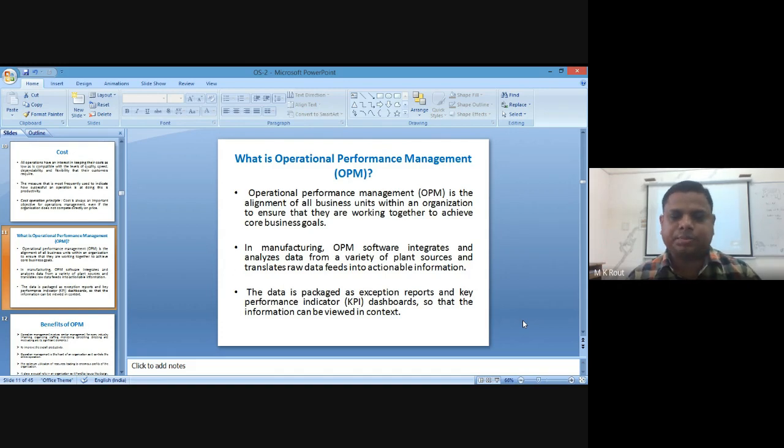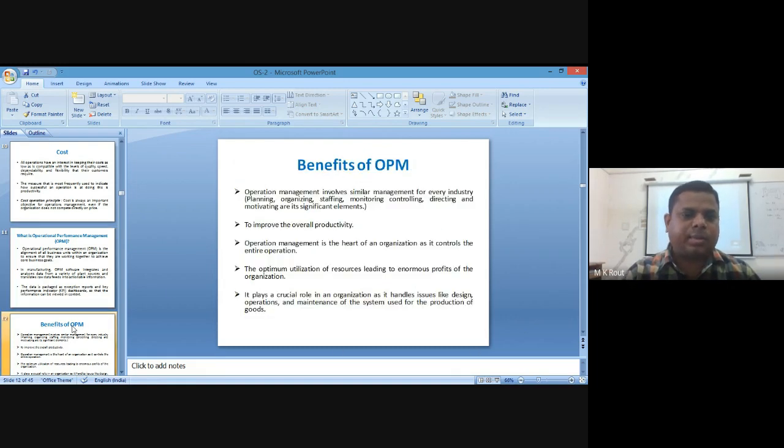That is, the cost is on the lower side, and the company is very much financially stable. These are the most important points whenever you apply this particular data package, especially with reference to making reports, and the reports and key performance indicator dashboard should be used against a number of plant sources or company sources. Moving to the next part, the benefits of operation performance management.